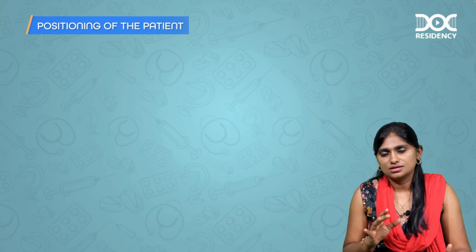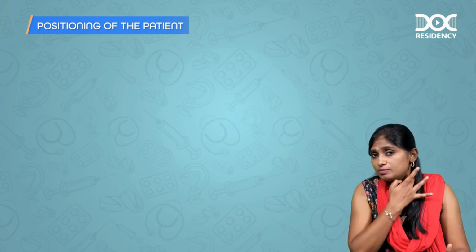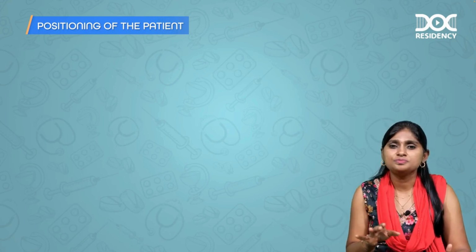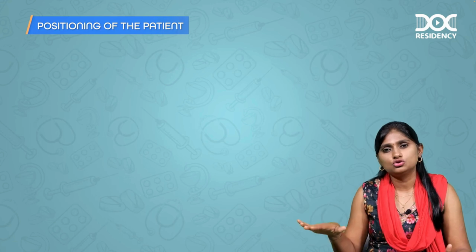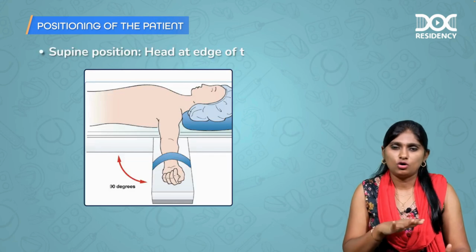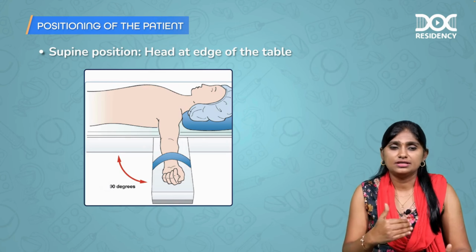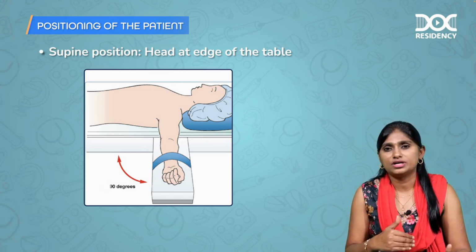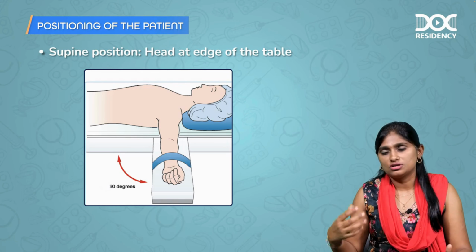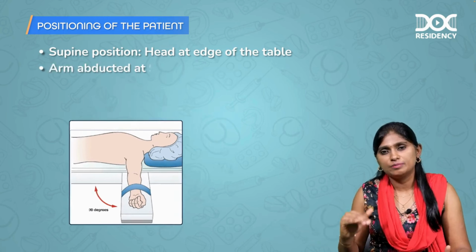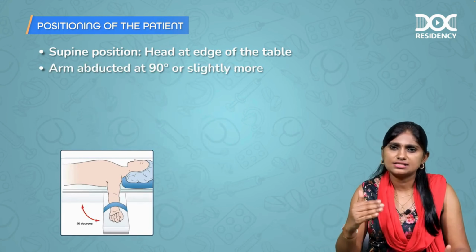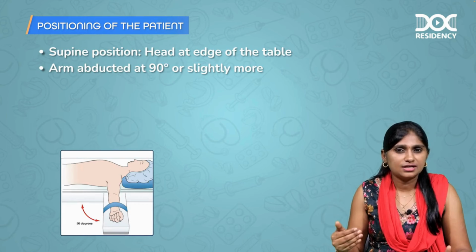As with any other surgery, positioning of the patient is very, very important in modified radical mastectomy. So what is the position? The patient should be lying supine on the operating table. Head end of the patient should be at the edge of the table. That is very, very important. And towards the side of the pathology where you're operating, that arm should be abducted properly at 90 degrees. A slight abduction more than 90 degrees is also fine.